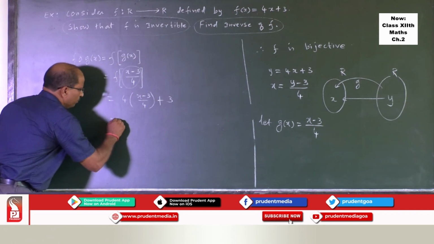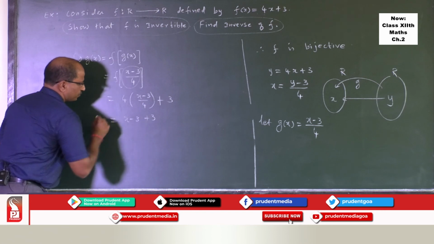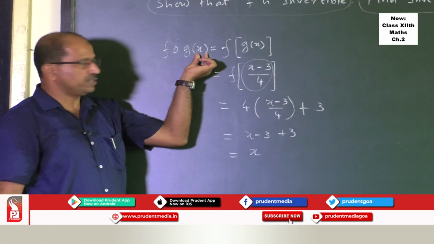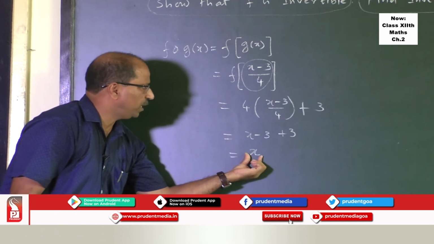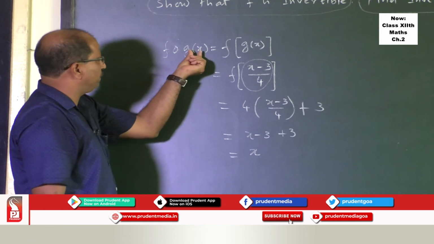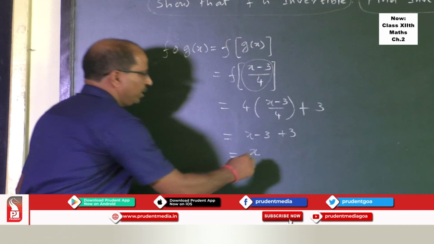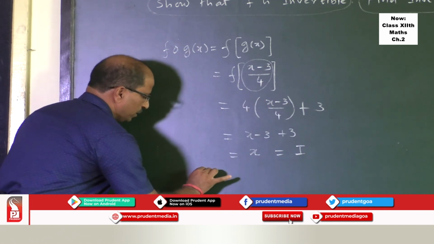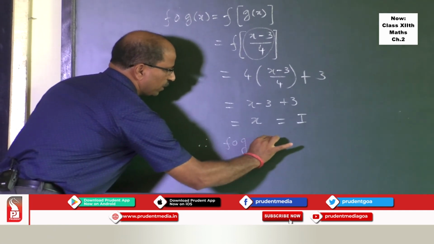And therefore, by cancelling 4, we get x minus 3 plus 3, which is equal to x. Now, we started with x, students. We started with x and we ended with x. And earlier I told you this function, when we start with x, we end with x, that function is called identity function, I. So, we got f composite g is equal to I.